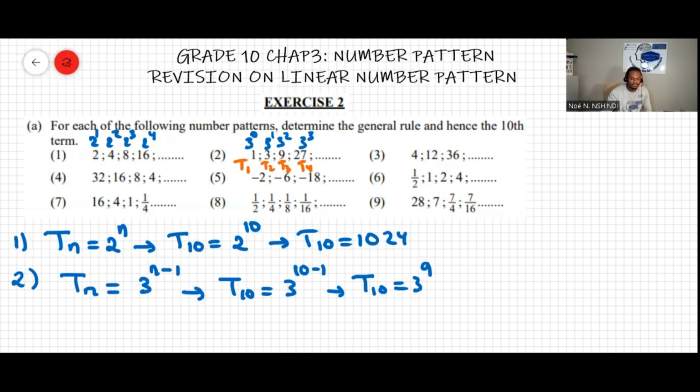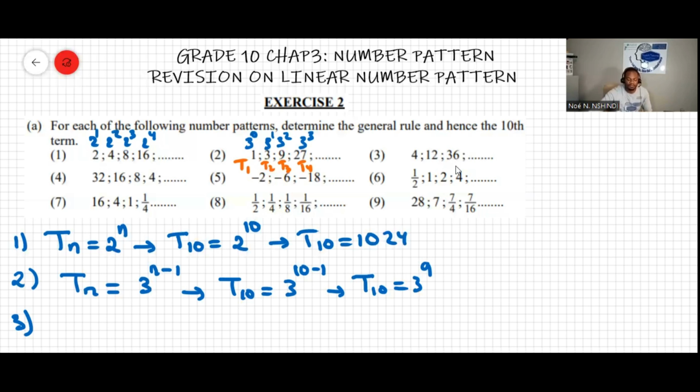Question 3. Let's see, what do we have? We have 4, and then 12, and then 36. From 4 to 12 we times by 3, and then 12 to 36 we also times by 3. So we don't have a constant difference here, but we have a constant ratio, okay? Because it increases by a ratio of 3 all the time. So 4, times by 3 is 12, and times by 3 is 36.